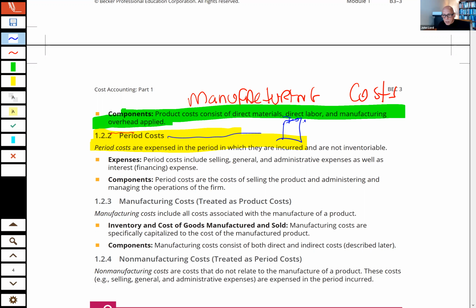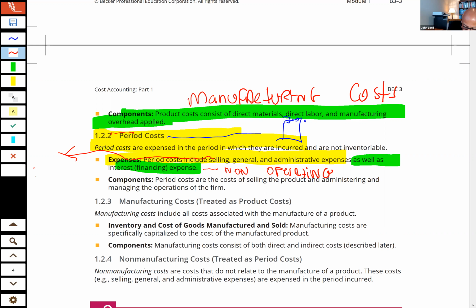They are expensed in the period incurred, so they don't sit there as inventory on the balance sheet, I should say. Period costs include selling, general, and administrative expenses, as well as interest and financing expenses. The difference with the interest and financing is that they are considered non-operating, whereas selling and administrative expenses are considered operating.